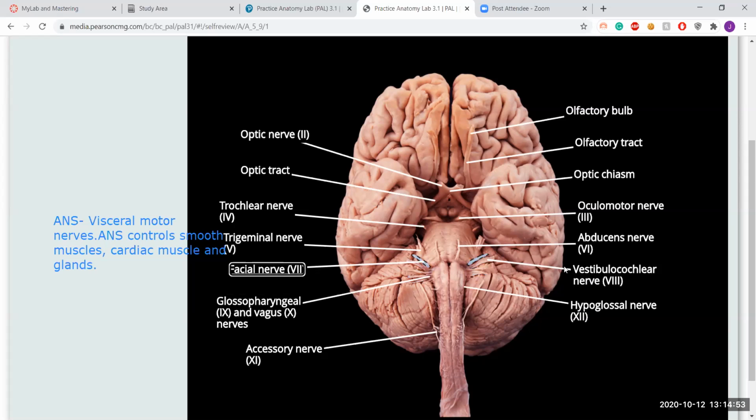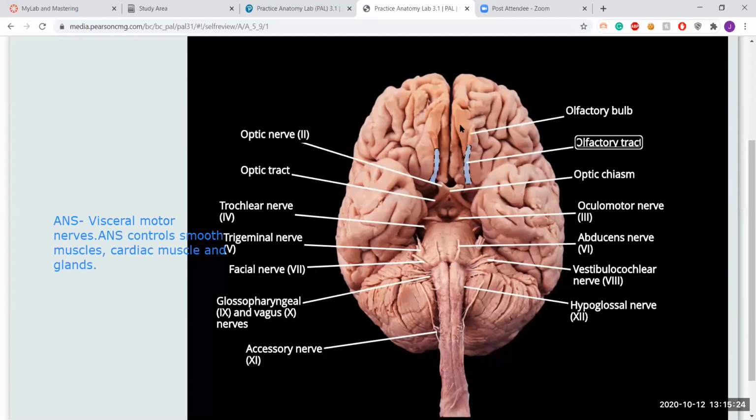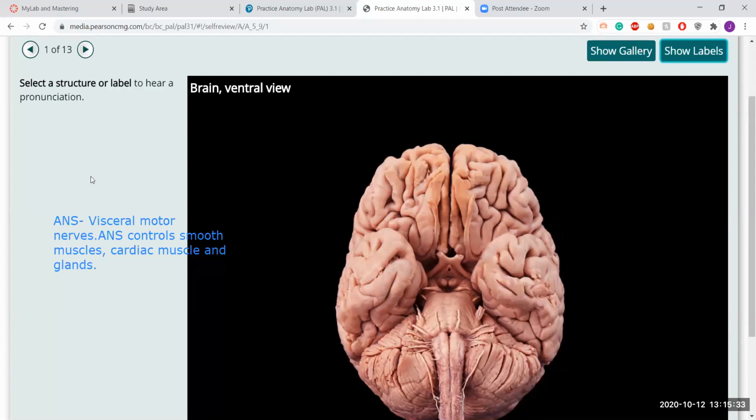Then there is the vestibulocochlear nerve. The vestibulocochlear nerve is responsible for hearing and balance. The accessory nerve is responsible for shrugging your shoulder. So when you shrug your shoulder, that is the function of the accessory nerve. The hypoglossal nerve is responsible for movement of your tongue. Okay. So the main part is that if I hide the labels, you need to map them all again.